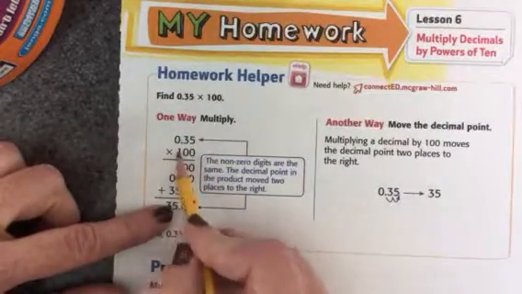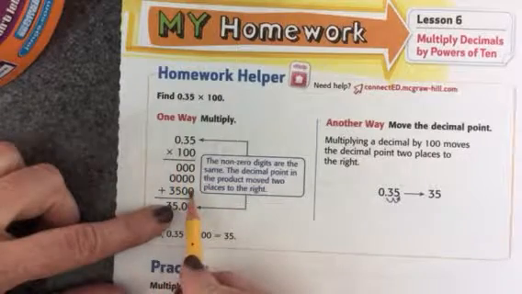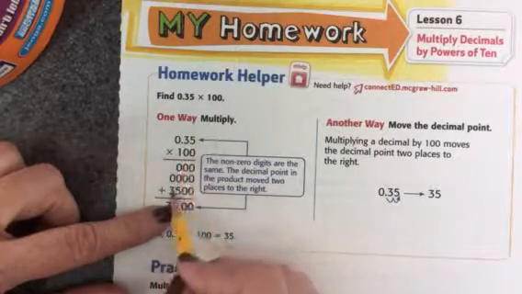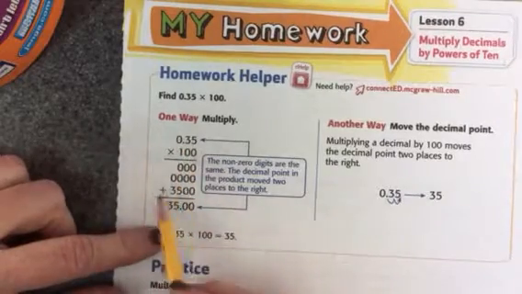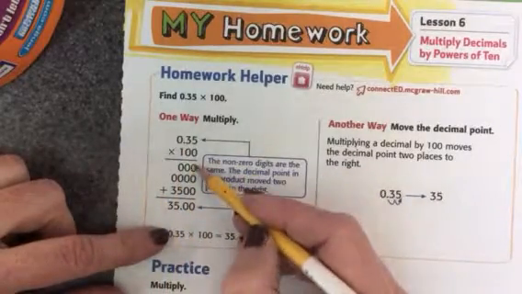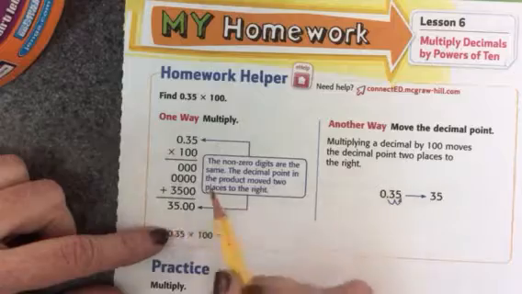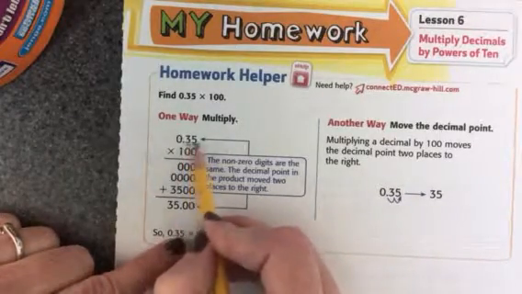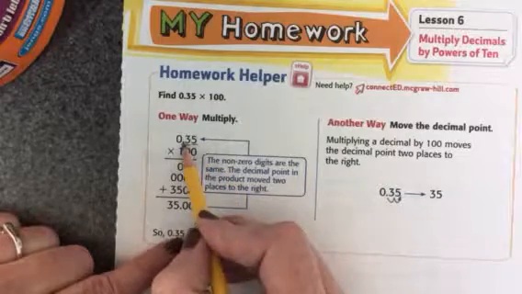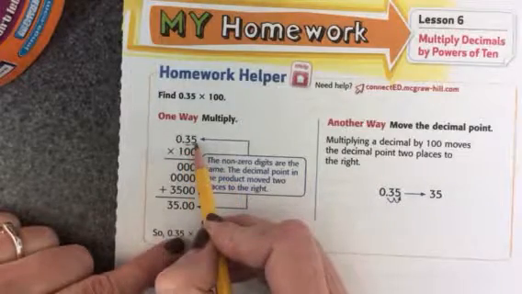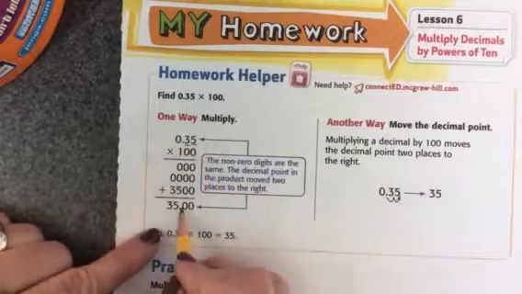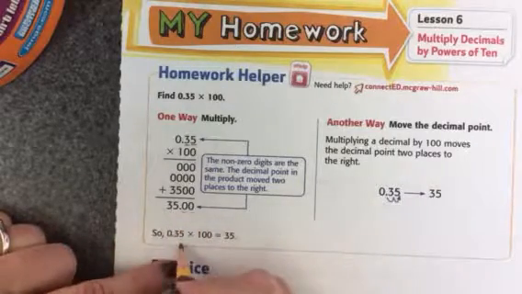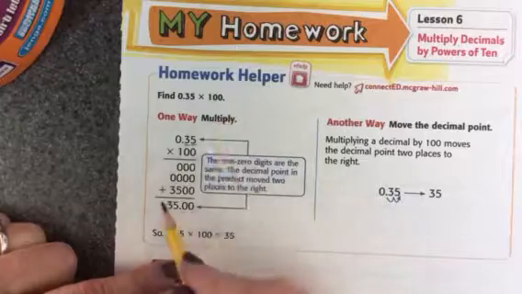Then I'm going to multiply by 1, but I'm in the hundreds place, so I'm going to add 2 zeros. 1 times 5 is 5, 1 times 3 is 3, 1 times 0 is 0. Okay, then I add it all up. Now what I do is I check to see how many places are after the decimal. There's 2. So down here, I will need 2 places after the decimal. So my answer is 35. That's one way to do it.